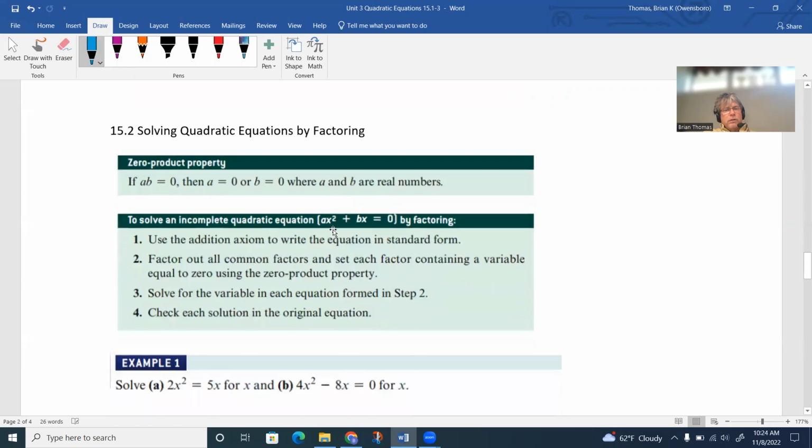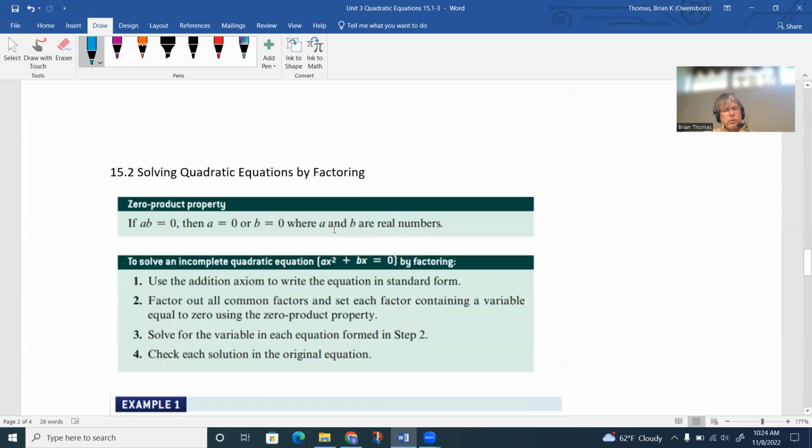So getting into 15.2, we'll stop for a second.